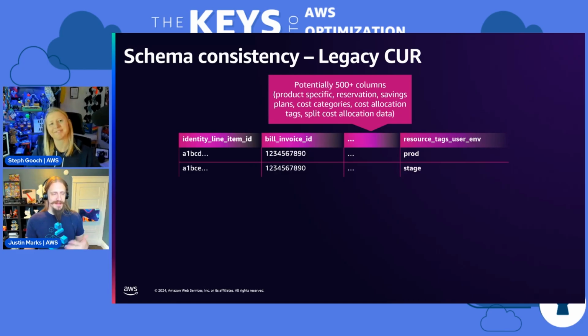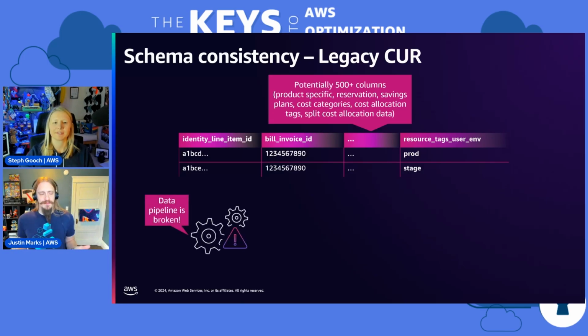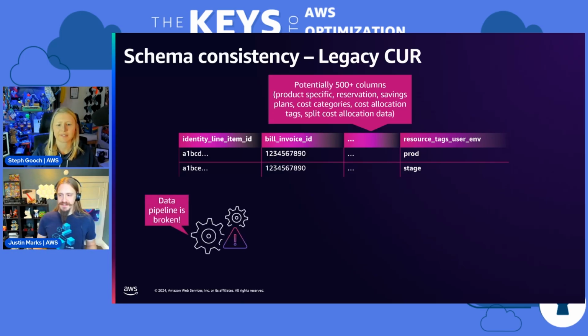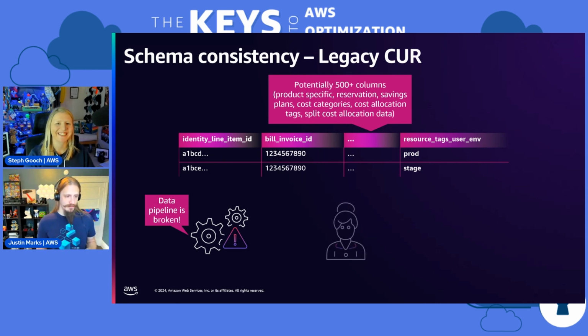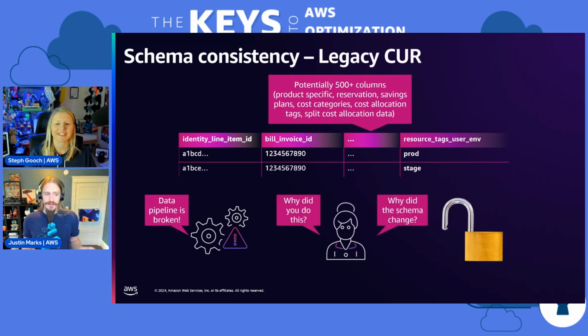Job well done. You pat yourself on the back and say, we're done here. And you let your manager or boss know everything's well, right? Then somebody from a BI or a data engineering team gives you a call and wants to know why you broke their pipeline, and why they're getting alerted for it. And why did you do this? And why did you change the schema?